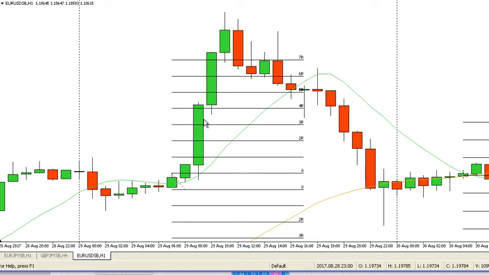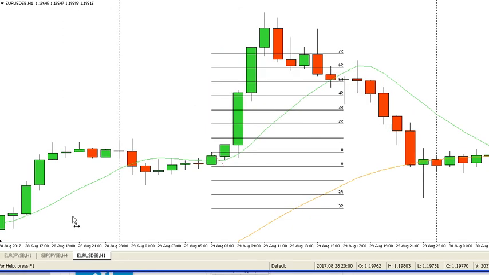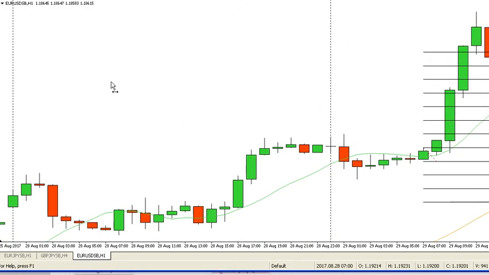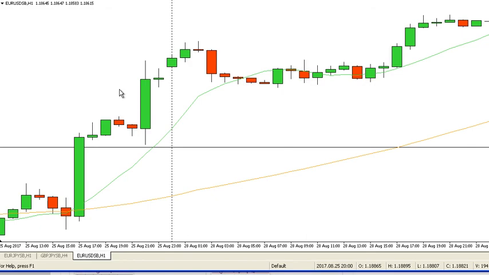So that's it. Just the 10 period moving average and the 50 period. I think it's just a simple moving average I've used. I don't think it's going to make a great deal of difference which one you use.